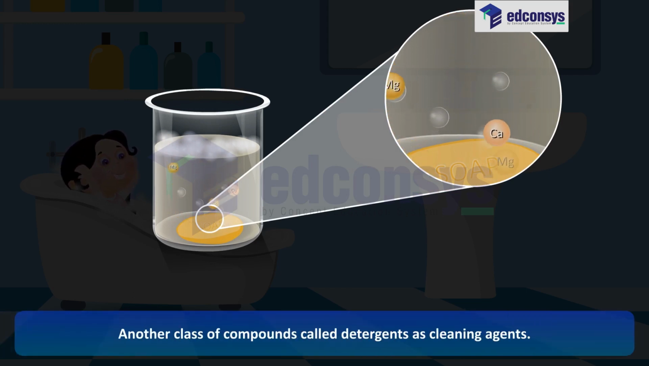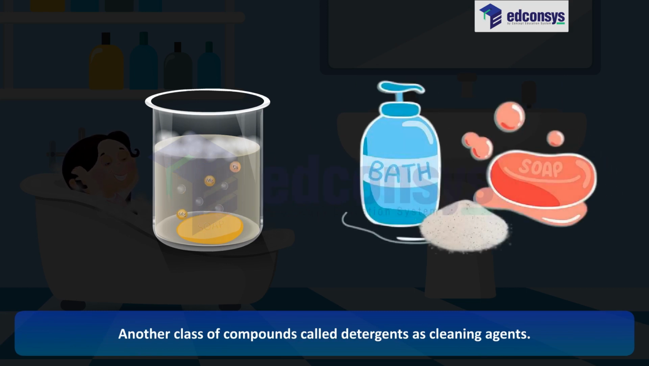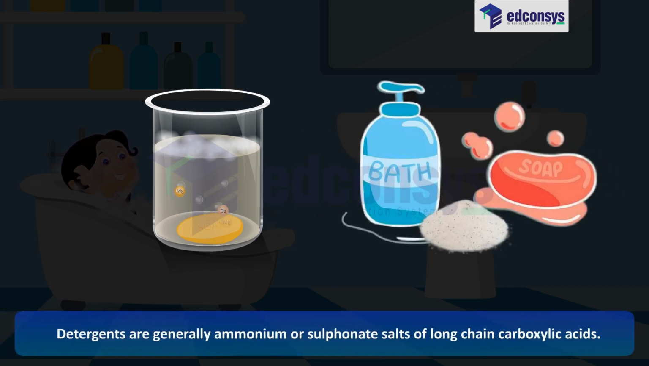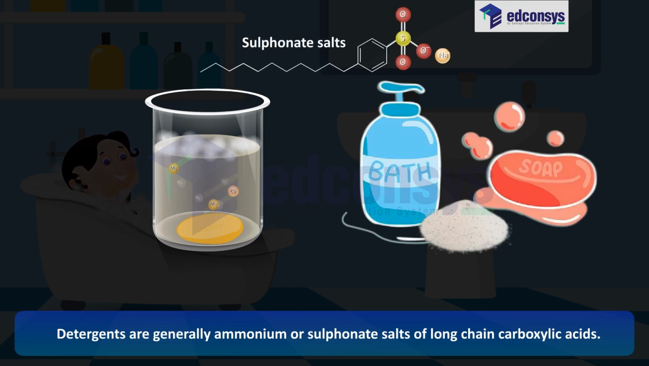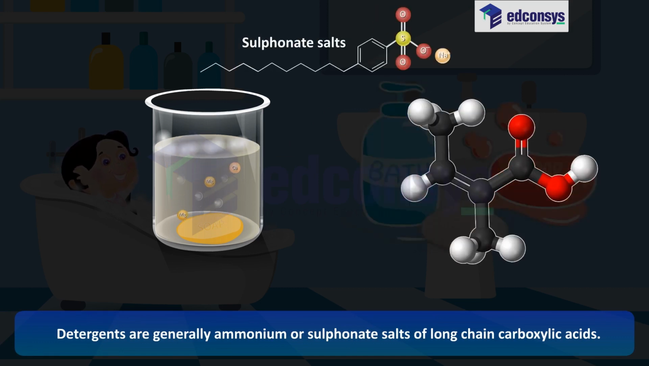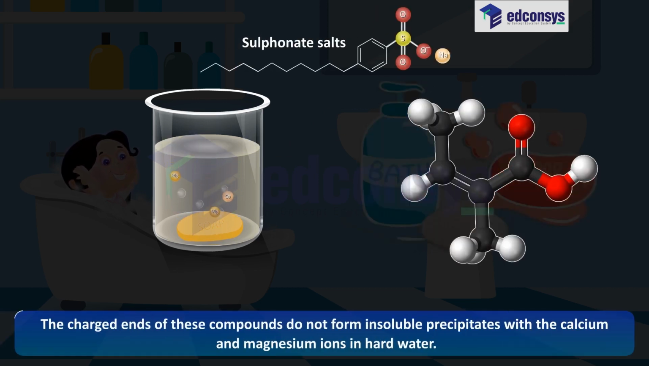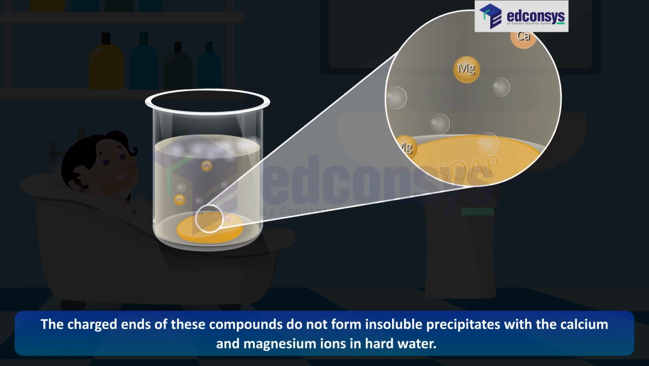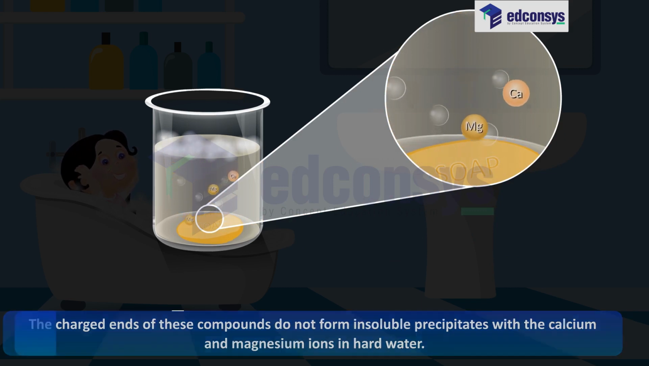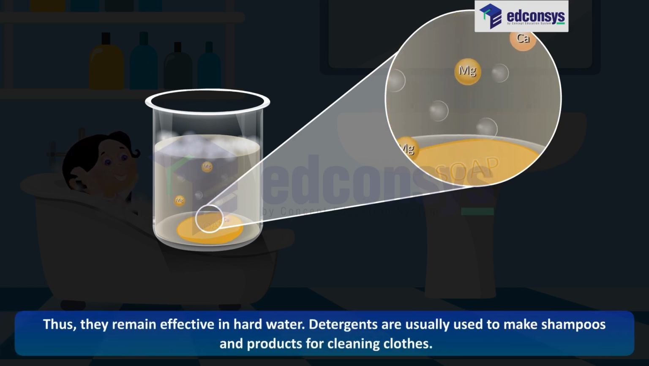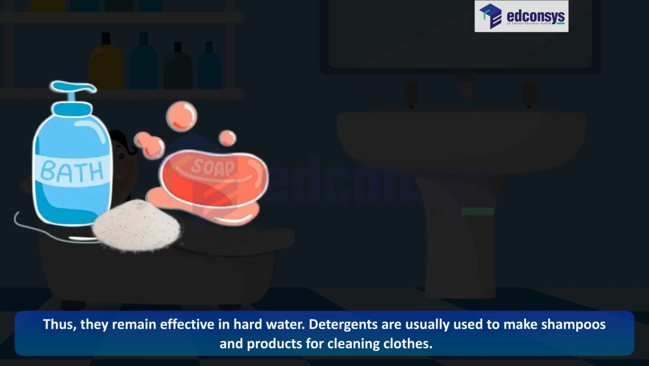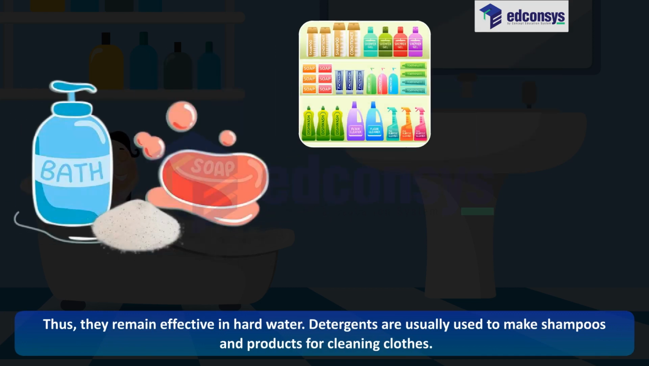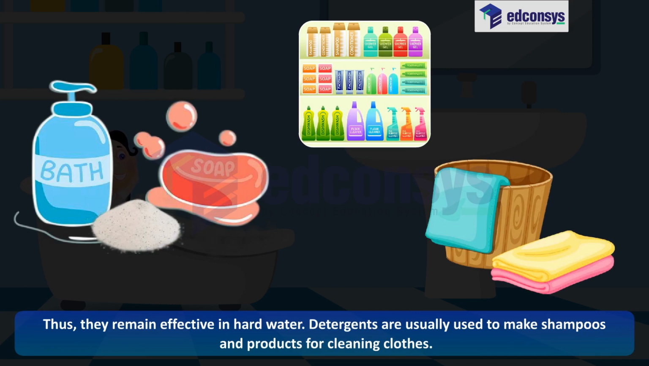Another class of compounds called detergents are used as cleaning agents. Detergents are generally ammonium or sulfonate salts of long-chain carboxylic acids. The charged ends of these compounds do not form insoluble precipitates with the calcium and magnesium ions in hard water. Thus, they remain effective in hard water. Detergents are usually used to make shampoos and products for cleaning clothes.